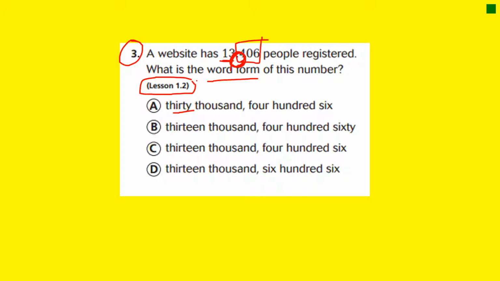So look at A. Oh, look what they're trying to do to us in A. That says 30,406. Tricksters. So let's see B. 13,460. It's not 60, is it? That's 6. Let's see C. 13,406. Oh, I think that's a winner. Let's look at D though anyway. 13,606. Oh my goodness, they must have run out of choices. So we're going to definitely go with C.